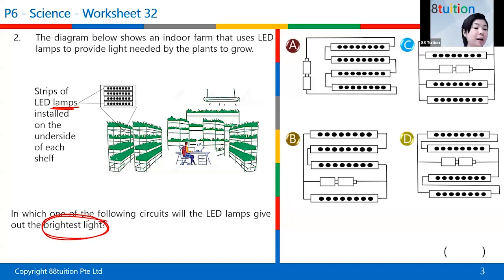So what topic is this on, Lillian? Electricity. Yes, specifically, we are going to look at the connection, whether they are in series or parallel, and how it will affect the brightness of the lamps. So if we were to look at circuit A, Amelia, how are the lamps connected in circuit A? Amelia, what is the connection of the lamps in circuit A?